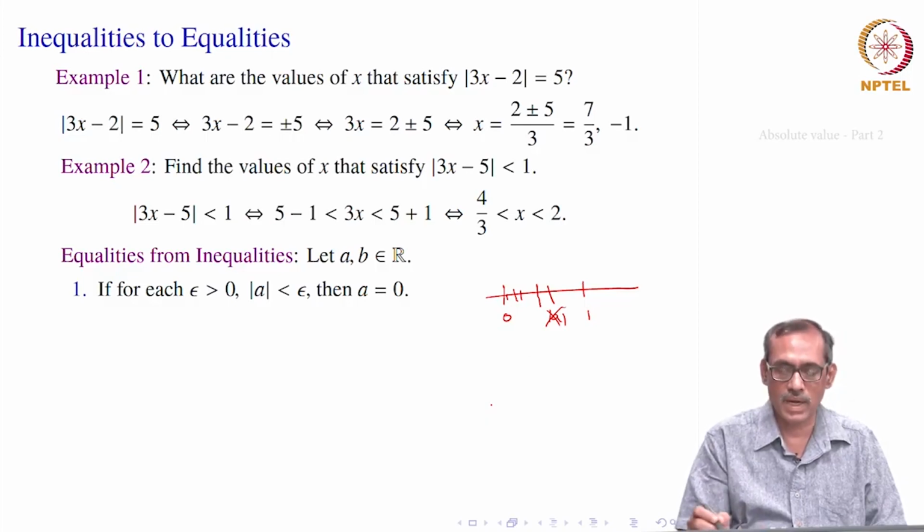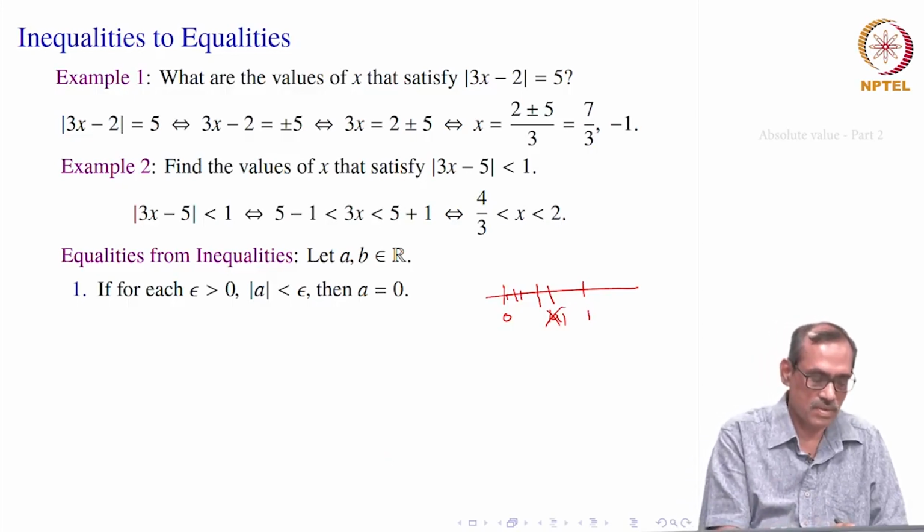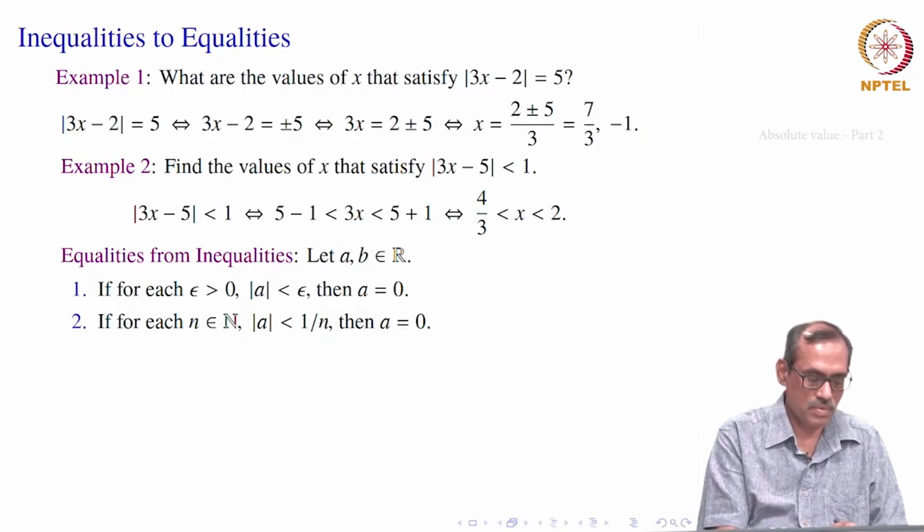It gives a feeling of what happens to this |a|. What it says is, it cannot be anything positive, it has to be 0 only. If it is anything positive, we can always choose another epsilon which is smaller than that. Then |a| should have been smaller than that epsilon. Exactly, that is the proof. So let us see how to proceed.